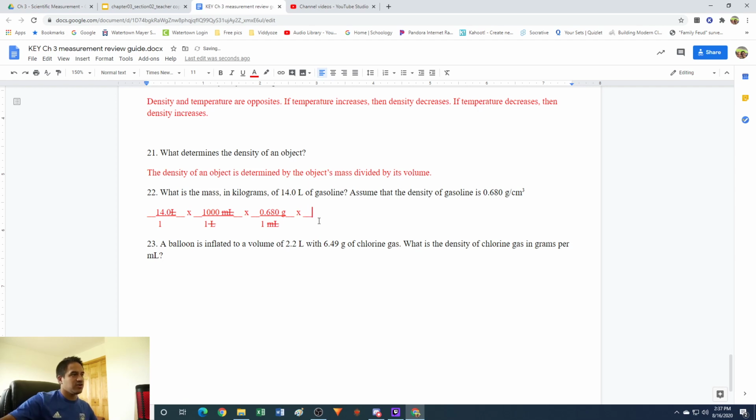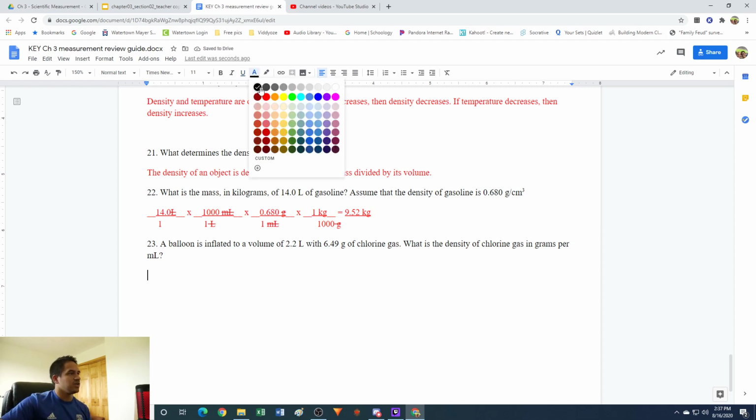Then from here, we need to convert into kilograms. Okay, and the last conversion is for every 1 kilogram, we have 1,000 grams. Okay, and the grams will cancel with those grams. So we will be in the units of kilograms. And then once we do all that, all we got to do is do the math out. So we're going to take 14.0 times 1,000 times 0.680 divided by 1,000, and we get 9.52 kilograms as our final answer.